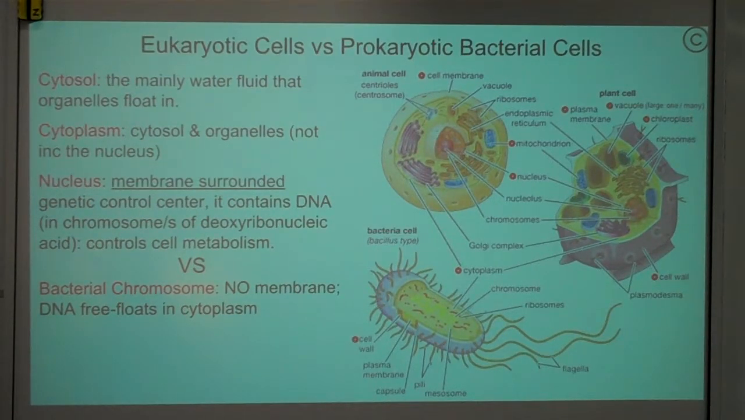Do we have to know all these definitions? Yes. You have to know what these key organelles are. Okay. So the nucleus contains the DNA, and that's the control center of the cell. It controls the cell's metabolism, and in terms of heredity, it controls what gets passed on, because that's what DNA does. In a bacterial chromosome, there is no membrane around it. There's no true nucleus. It just floats there in the cytoplasm.